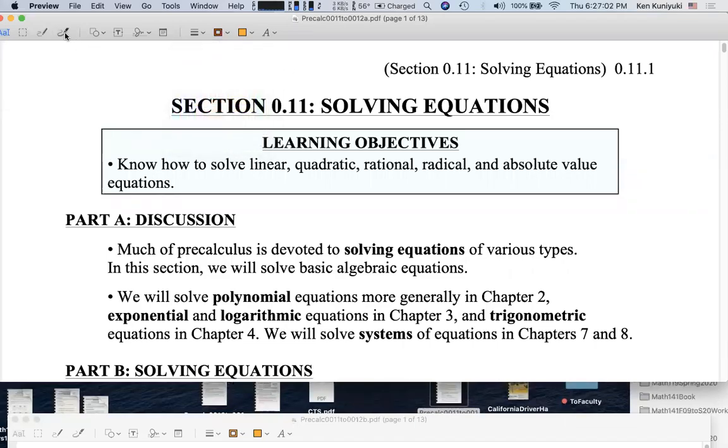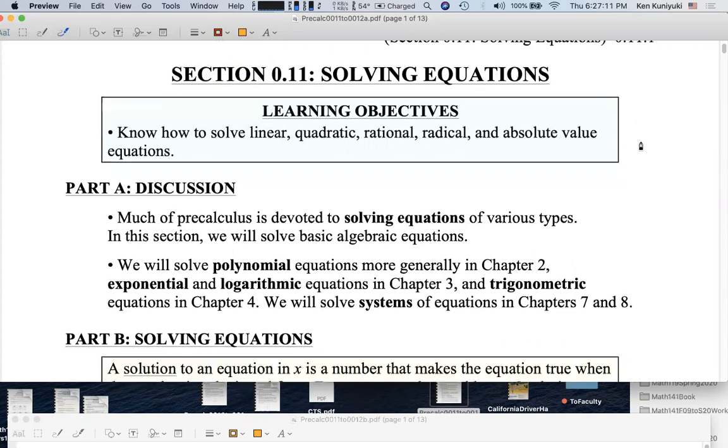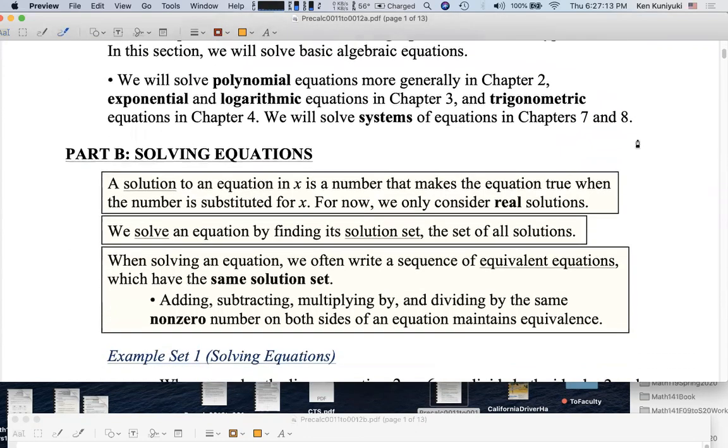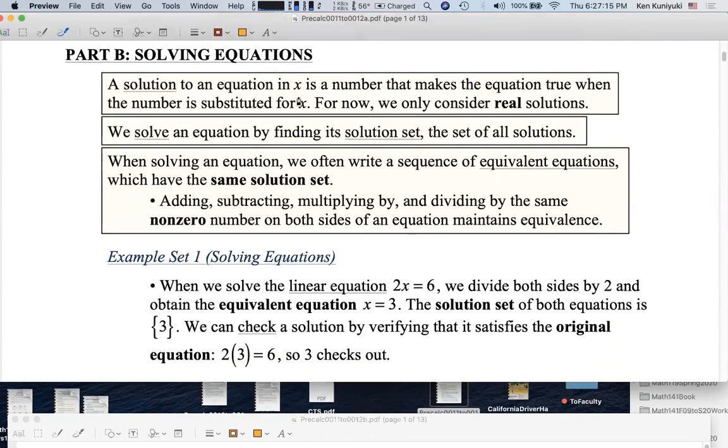Hi, everyone. I'm expecting you to review 0.11 and 0.12 on my website, but let's do a quick overview. 0.11 is on solving equations. Now, when we talk about solving an equation in x, say, we're looking for all real solutions that will make the equation true. And the answer to a solve an equation problem is given by a solution set, the set of all solutions.